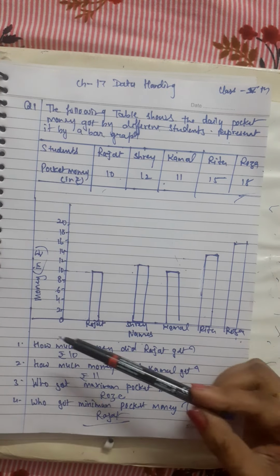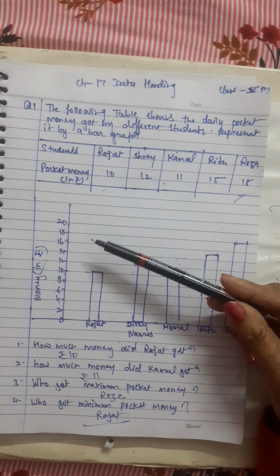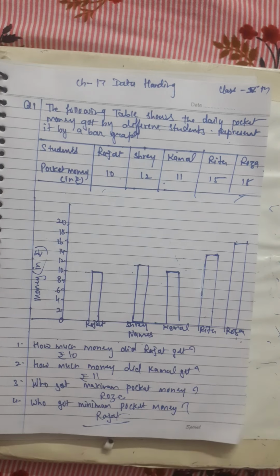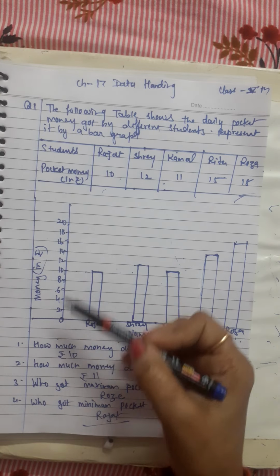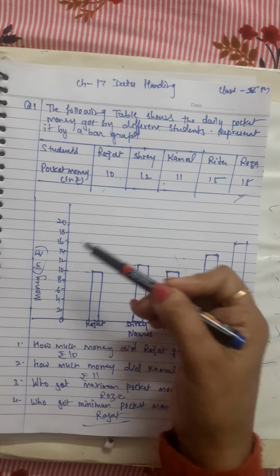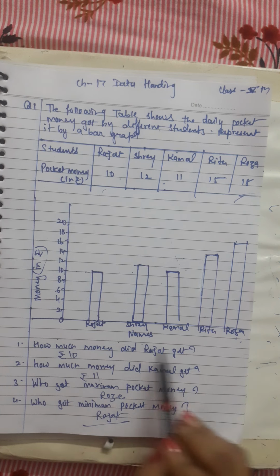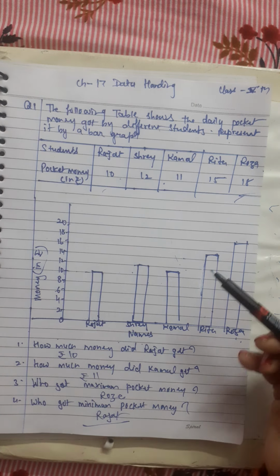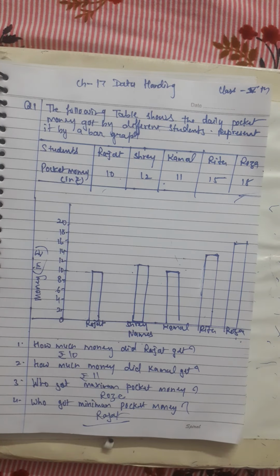You can write in difference of 2, and in that we can represent the given money. So I am repeating one more time. Here we will represent money in difference of rupees 2, and here we will write the names of students. Later on we will draw the bars as per their pocket money. In this way we can draw a bar graph for the given data.